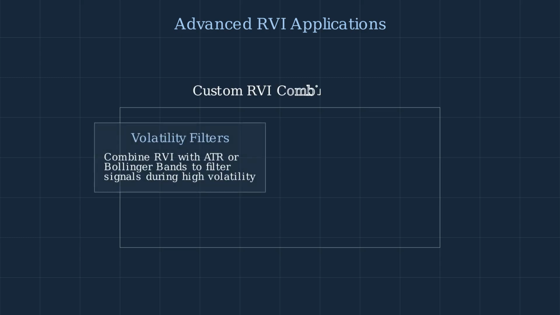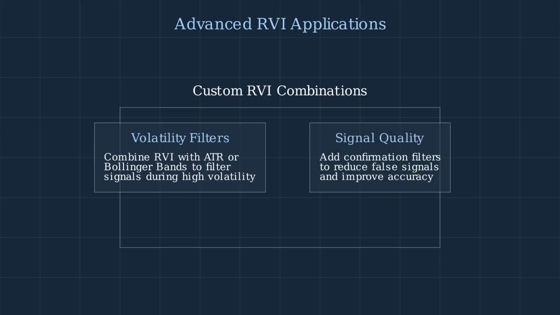Advanced traders often create custom indicators by combining the RVI with other technical tools. One popular approach is combining the RVI with volatility filters, such as the average true range or Bollinger Bands. This combination helps reduce false signals by confirming RVI movements with volatility conditions, improving overall signal quality.